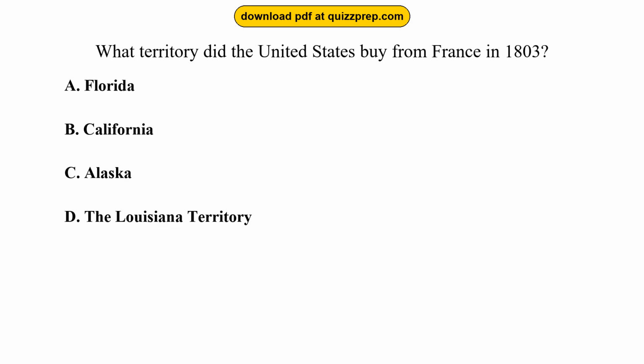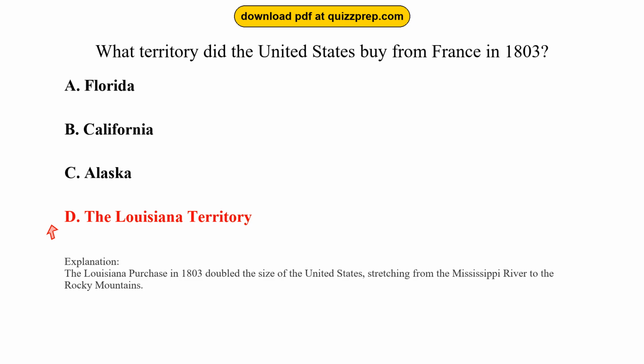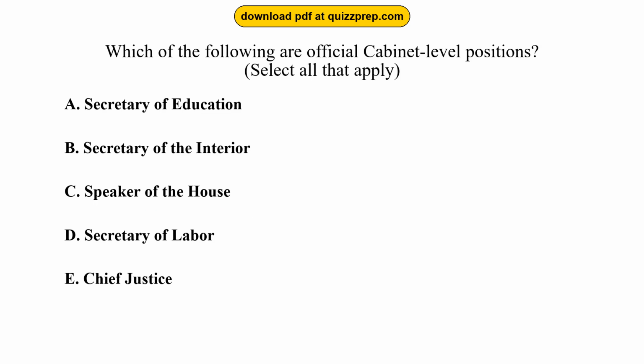Question 62. What territory did the United States buy from France in 1803? Option A, Florida. Option B, California. Option C, Alaska. Option D, the Louisiana Territory. The correct answer is option D, the Louisiana Territory. The Louisiana Purchase in 1803 doubled the size of the United States, stretching from the Mississippi River to the Rocky Mountains.